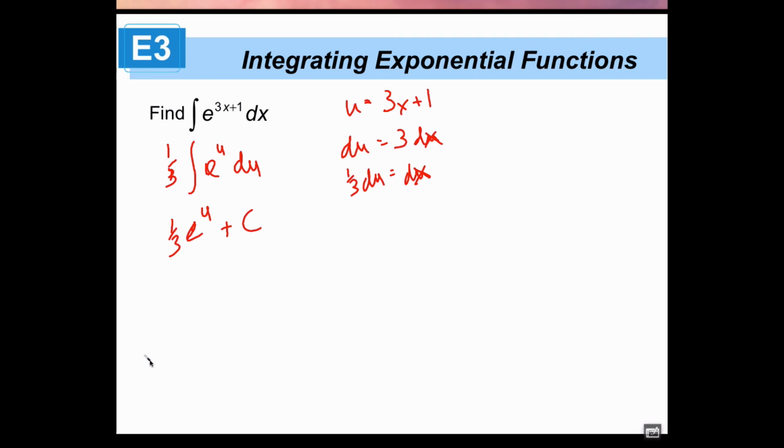Is that 1/3 in front? Yes. If you forget about the u du business, you're gonna miss this term. And that term's fairly important. Would we go and substitute 3x plus 1? Yep, very good. So 1/3 e to the 3x plus 1 plus C.